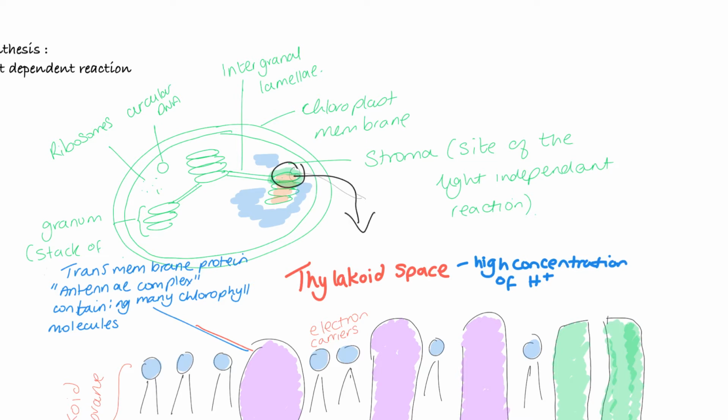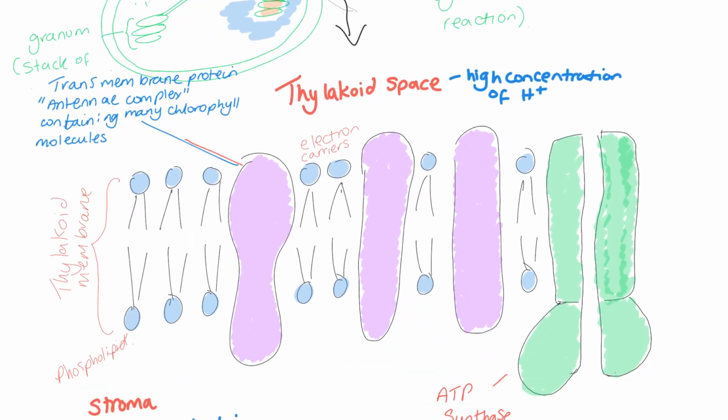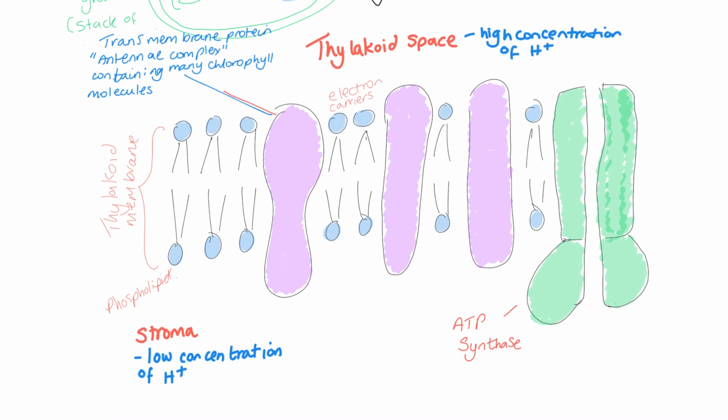And we can see this blown up version of it here, where we've got the phospholipid bilayer, and then we've got our transmembrane proteins, and we've got our ATP synthase. And we know that the function of ATP synthase is to produce ATP. So let's just focus first on this antennae complex here. So this transmembrane protein, which is also known as an antennae complex, contains many chlorophyll molecules.